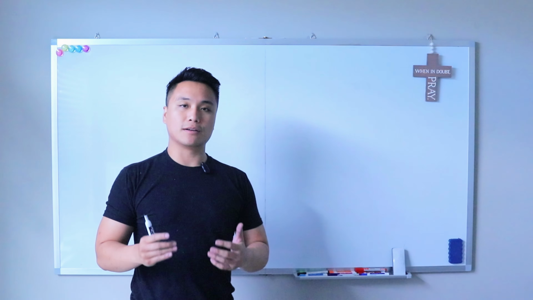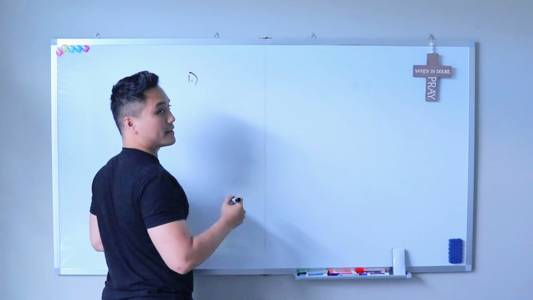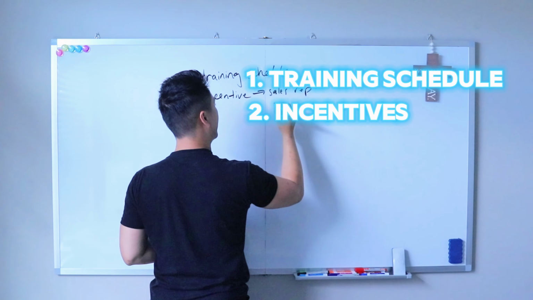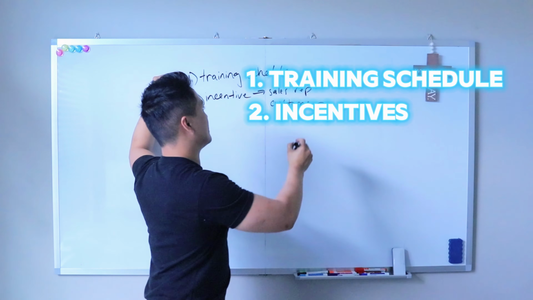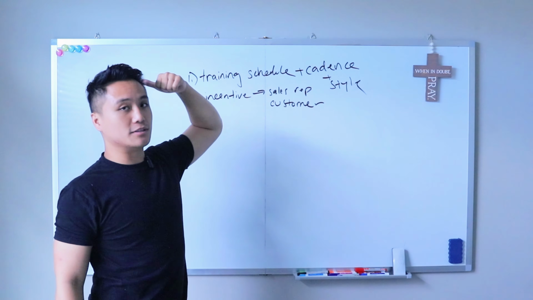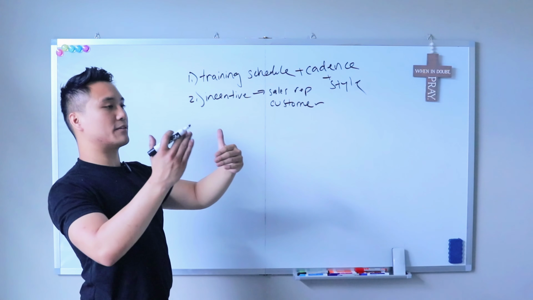If you want to increase the closing percentage of your team, what we want to do is look at a few different metrics. One is the training schedule. Two, we want to look at the incentives on both the sales rep and for the customer. Training schedule, so that means cadence and style. So how often are you meeting with their sales team? How often do you listen to their calls? How often do you have them practice? How often do you guys meet and walk through different metrics?